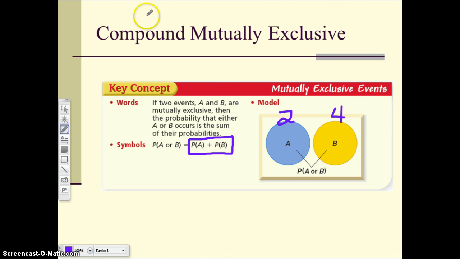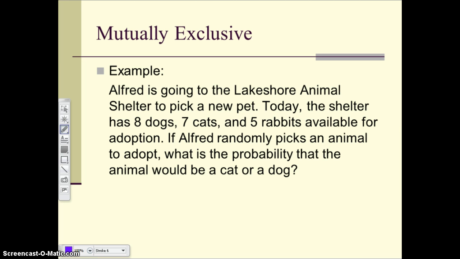So this is the tricky thing. When you want something and something to happen, like rolling a 1 and spinning a 3, we multiply the events. When we want this or that to happen, we add the events. So let's look at some specifics now.